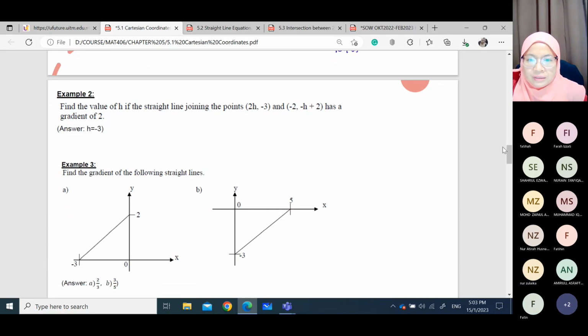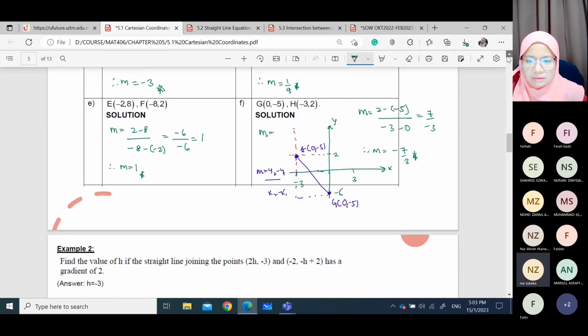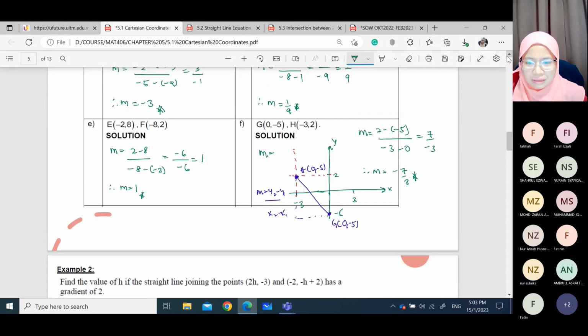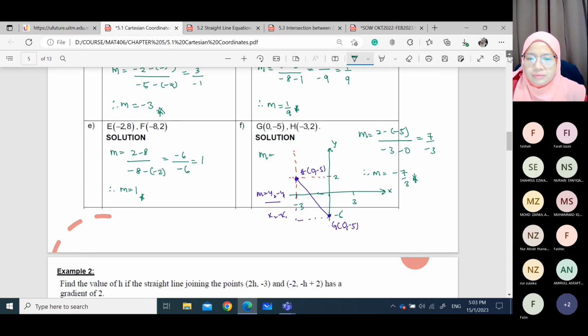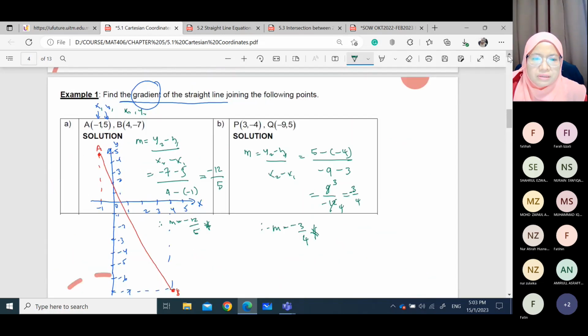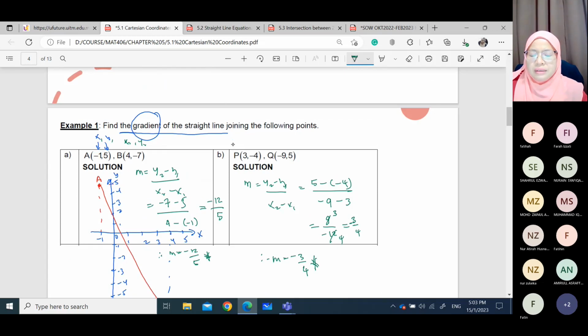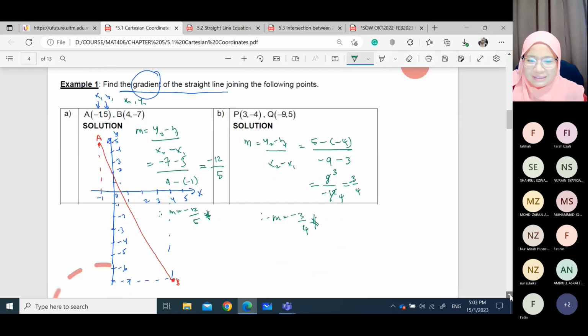Alright. Yes? The graph? How? It's okay, clear. In the exam, if you want to draw the graph, you can. If the question only asks like this, find the gradient of the straight line, there is no need to draw or sketch the graph. If the question says sketch the graph, then you need to sketch the graph. Okay? Fine, thank you. Okay, welcome.